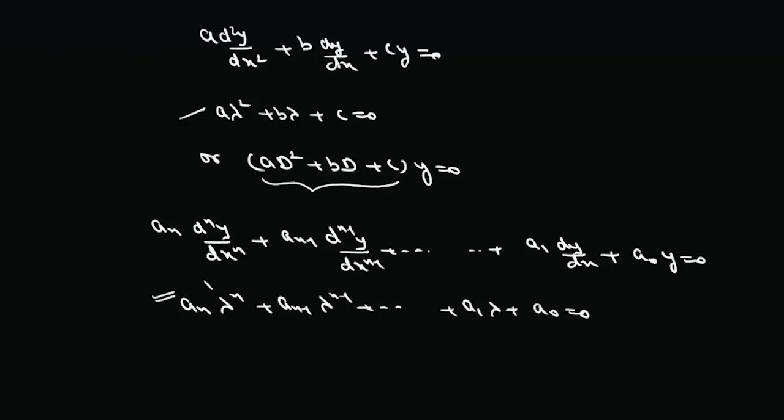Or we can write this equation in terms of differential operator. So it will be this (an D to the power n plus an minus 1 D to the power n minus 1 up to a1 D plus a naught) y equals to 0. And once we have different values of lambda or D, we can write the solutions as we have done in case of second order differential equation.